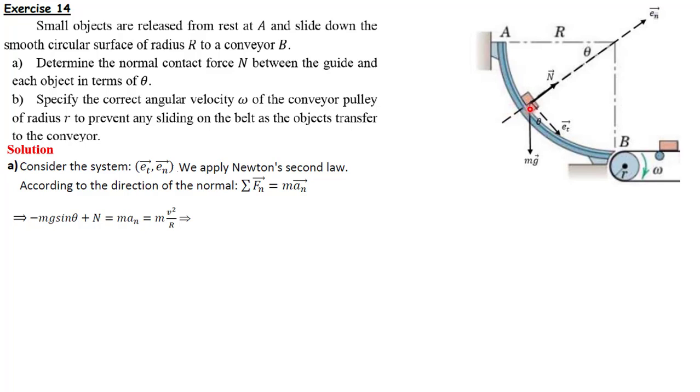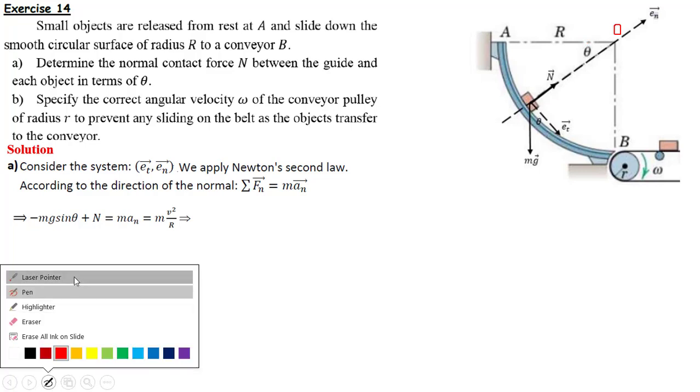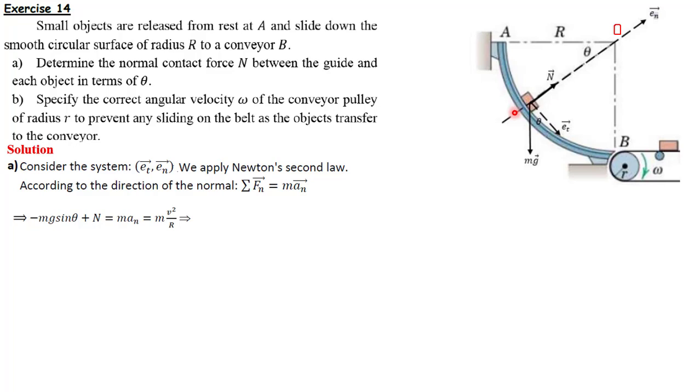Now, what is the projection of mg along the normal unit vector? In the figure, they said that theta is the angle between OA, so this point is point O, and the position vector R, so OM, for example. So this is angle theta. Now, what is the projection of mg along En? It's equal to minus mg cosine of this angle. We need now to find this angle.